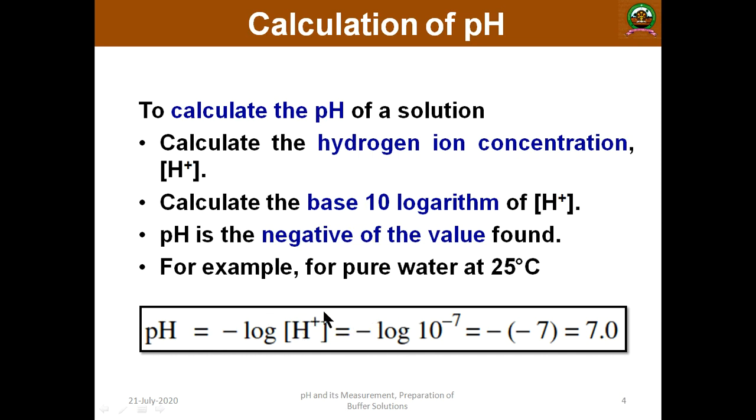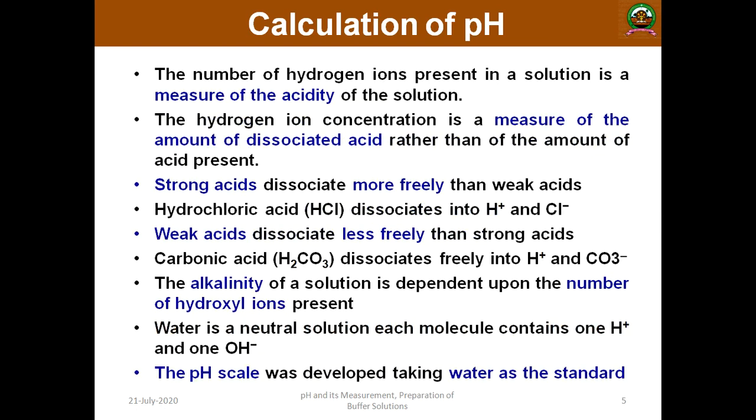minus log of the H plus concentration, that is 10 raised to minus 7. Minus log of 10 raised to minus 7: this minus symbol is here, and log 10 raised to minus 7 is minus 7. So minus of minus 7. Two minuses will become plus, so plus 7. So the pH of pure water is 7. That is what we told, it is neutral.